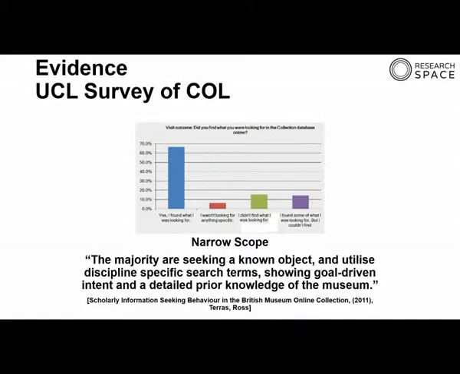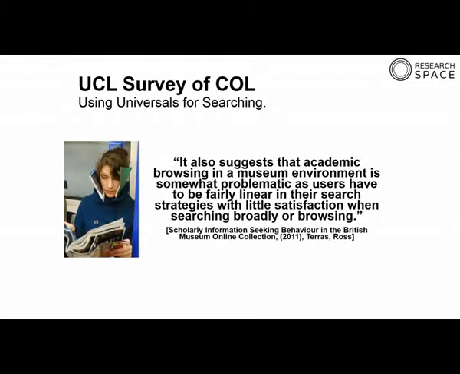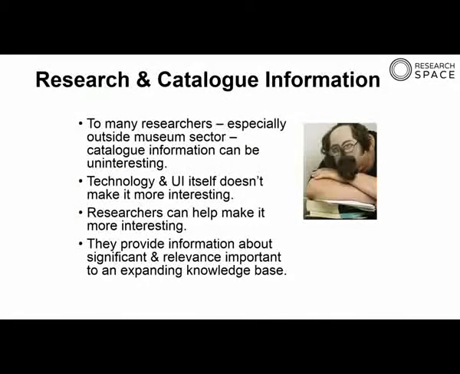And the quote here says the majority are seeking a known object and utilise discipline-specific search terms. These are people who understand the data in the first place, not people who don't understand the data and are coming to it without that knowledge of terminology and structure. And another quote also suggests that academic browsing in a museum environment is somewhat problematic, as users have to be fairly linear in their search strategies, with little satisfaction when searching broadly or browsing. And I think this is a big problem, not just for researchers, but if you think about that, it's a big problem for engagement.